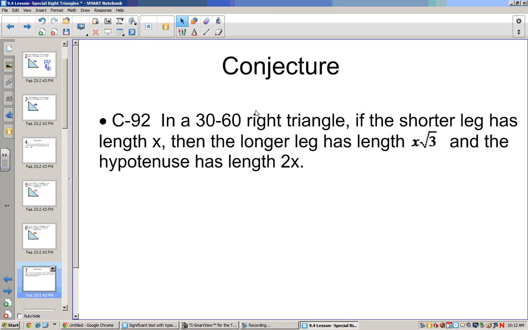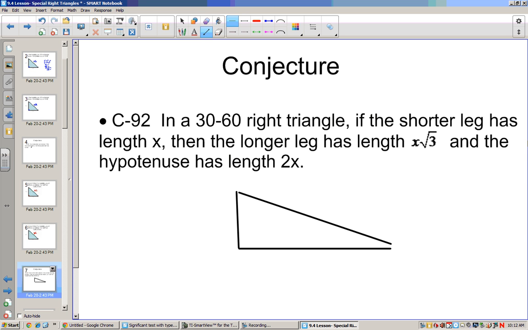Now there's another triangle, a 30-60-90 triangle, where the shorter leg is x, the longer leg would be x times the square root of 3, and the hypotenuse would be 2 times x. So if this was a 30-60-90, say the shorter leg was 5, the longer leg is 5 times the square root of 3, and the hypotenuse is 2 times the x value, so 10 would be our hypotenuse.